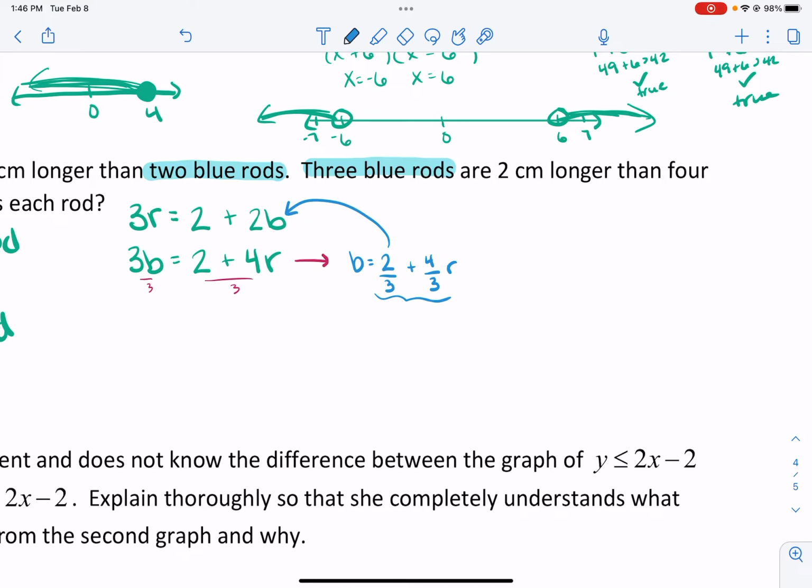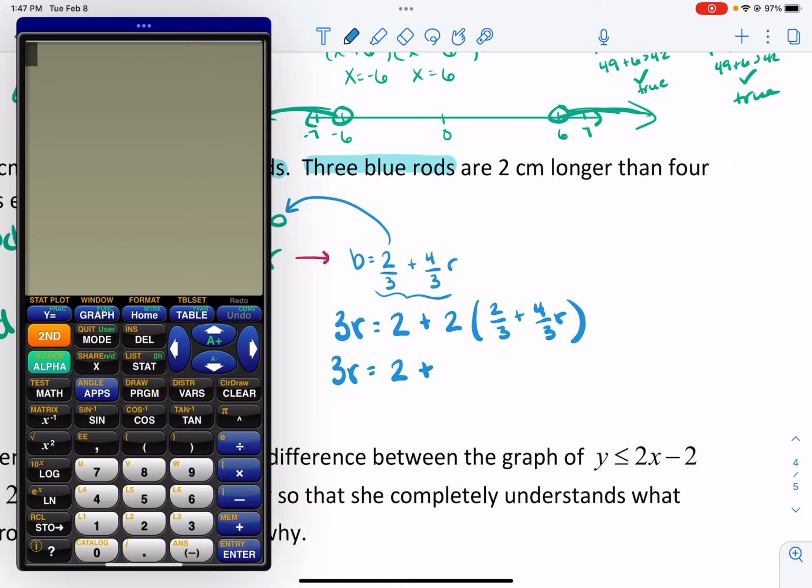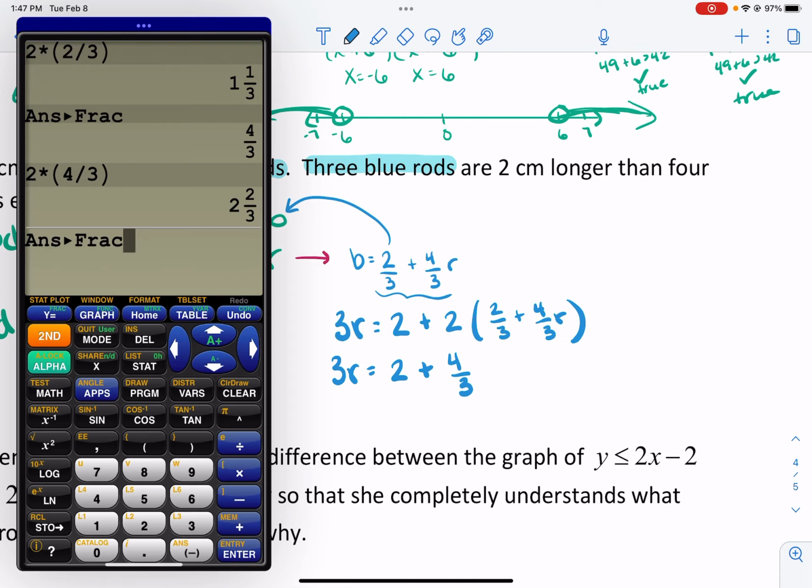So that's going to be 3r equals 2 plus 2 times 2/3 plus 4/3 r. All right, so 3r equals 2 plus, let's get our calculator, 2 times 2/3 is 4/3, and 2 times 4/3 is 8/3.